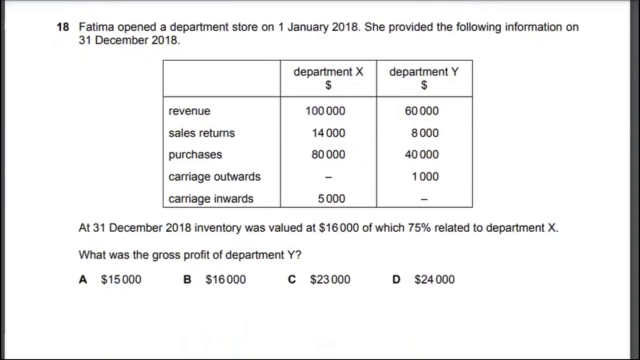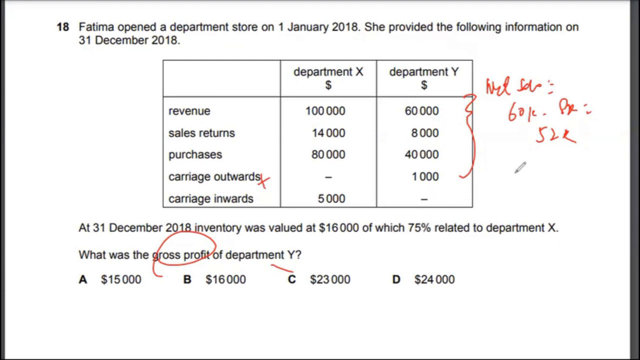Let's look at multiple choice 18. Multiple choice 18 is basically asking you to calculate the gross profit of department Y. To calculate the gross profit for department Y, first you need to calculate the net sales. Net sales in this case would be 60K minus the 8K, 52K. And then you have purchases and carriage outwards. Carriage outwards is not going to be taken into account when calculating gross profit.